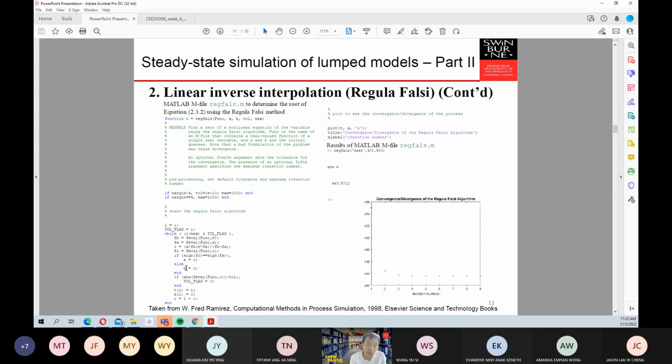Okay, else, meaning if the sign of the C is of course not equal to the sign of the A, then the other one, B, should be equal to the C. This is built on the assumption that the function's value at A has a different sign from the function value at B. Okay, if not, then the logic will not work.